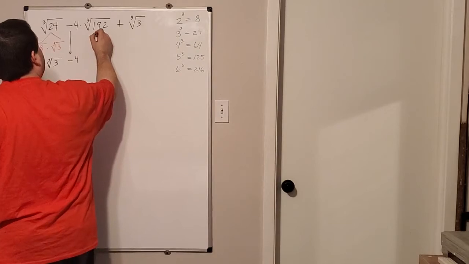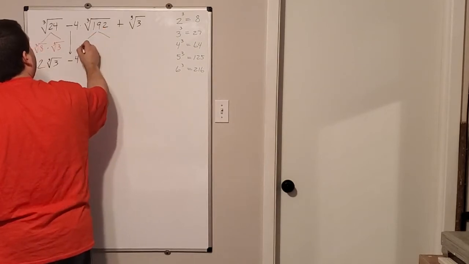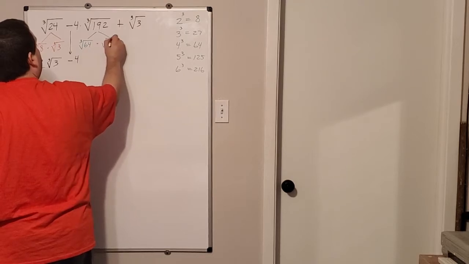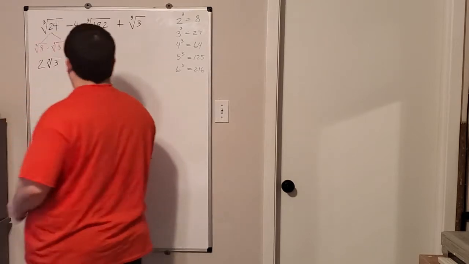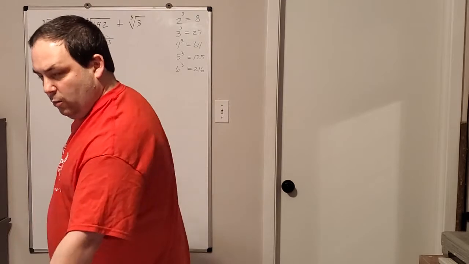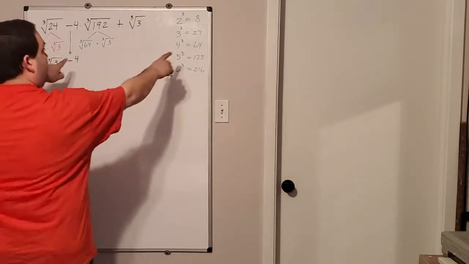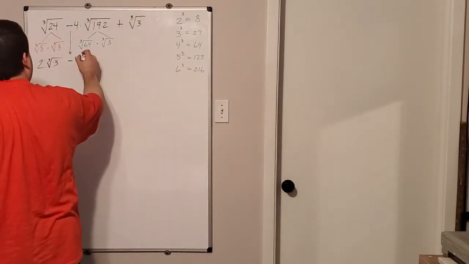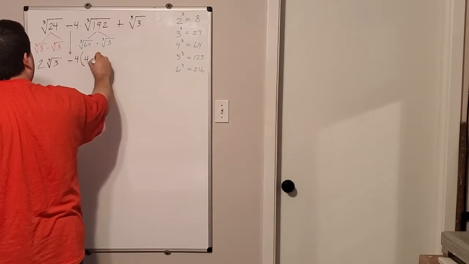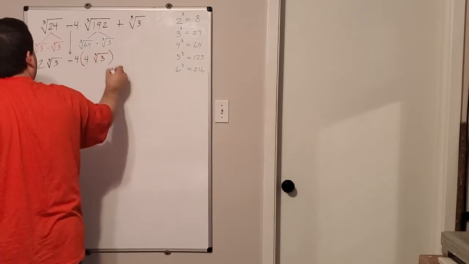I'm going to split this into third root of 64 times third root of 3. Right? So then what do we have? The third root of 64 comes from the list there. That would be 4. And then the third root of 3 is left over.